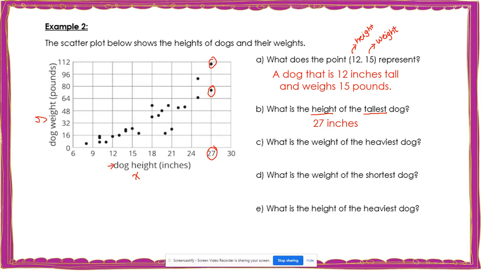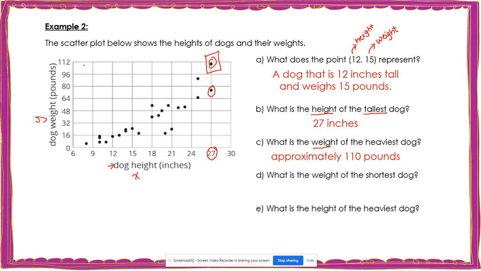Now, what is the weight of the heaviest dog? Well, remember weight is over here on the y-axis. So if I'm looking for the heaviest dog, I'm looking for the point that is furthest up on my graph. Well, that is going to be this point because this point is the highest point. Now, since I'm looking for weight here and not height, I need to come over here and see what weight that would be. It looks like it's getting close to 112, and it may not be exactly 112. So it's a little bit below that. So we can say maybe approximately 110 pounds.